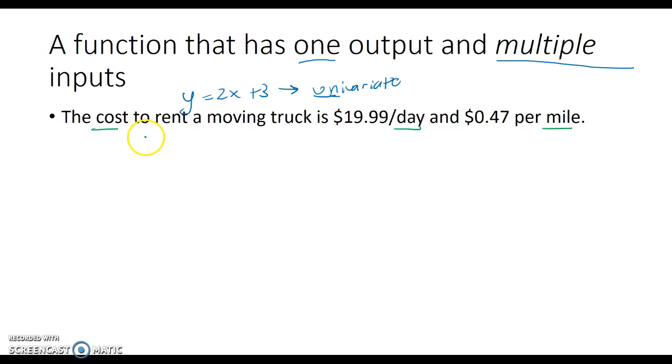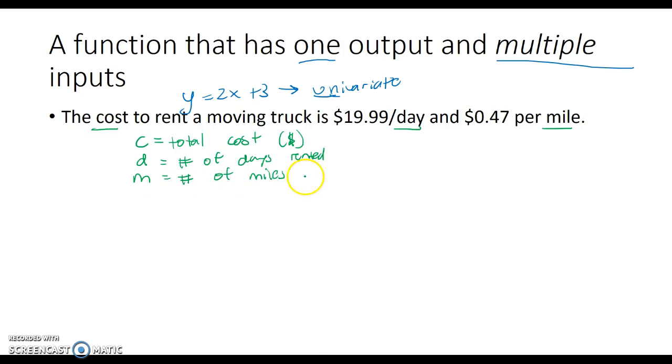So let's define some variables. C equals your total cost, and we'll provide units. That's very important. And now we'll say that D is the number of days of rental. And then I guess we could use M for miles driven. So M is the number of miles driven, and that's not daily, that's the total number of miles. So your total cost, well, it's $19.99 per day times the number of days that you rent the truck for, plus 47 cents times the number of miles that you drive.